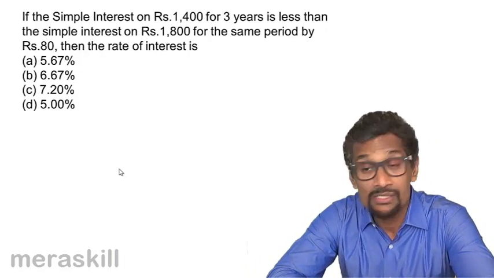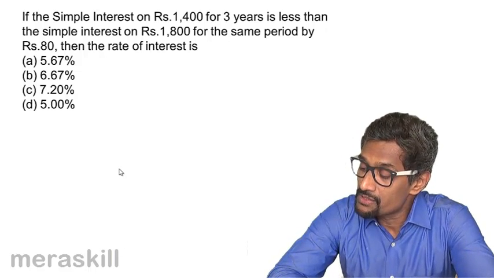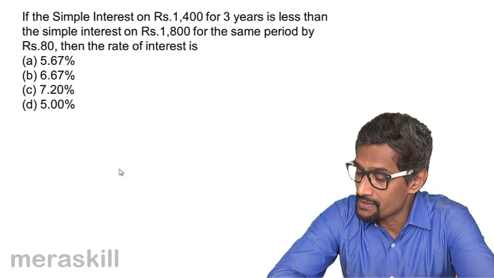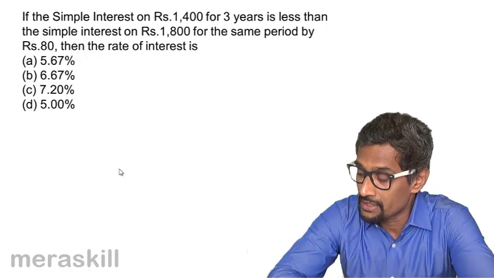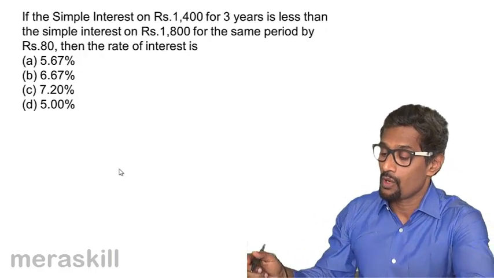Okay, here again we have a similar kind of a question. Only thing is the interest is not the same, but there is some difference in interest that has been given. If the simple interest on rupees 1400 for 3 years is less than the simple interest on rupees 1800 for the same period by rupees 80, then the rate of interest is what?